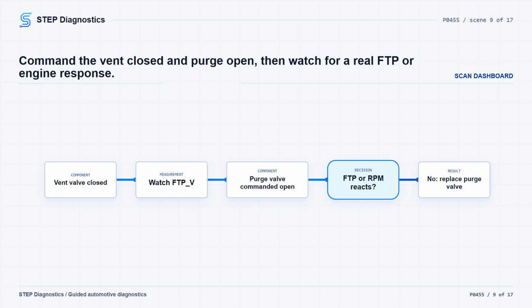If it does not happen, install a new EVAP canister purge valve, repeat and verify the test, then perform the Phase 1 leak verification pressure test.